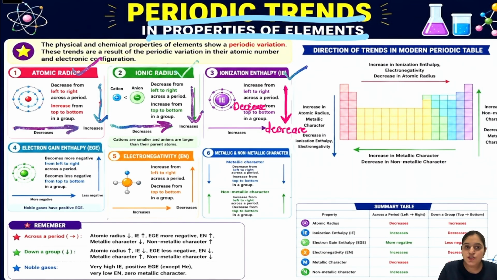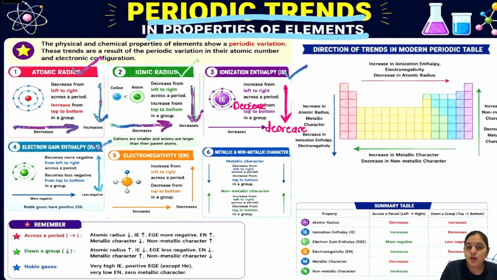Ionization enthalpy is the energy required to remove the electron from an isolated gaseous atom. Across a period, it increases because the atomic size decreases and electrons are held more strongly. Down a group, it decreases because the outermost electron is farther from the nucleus and easier to remove. So, across a period, ionization enthalpy increases and down a group, ionization enthalpy decreases.